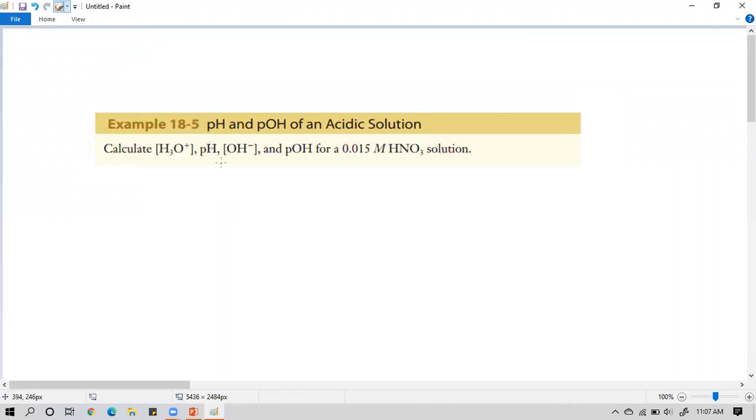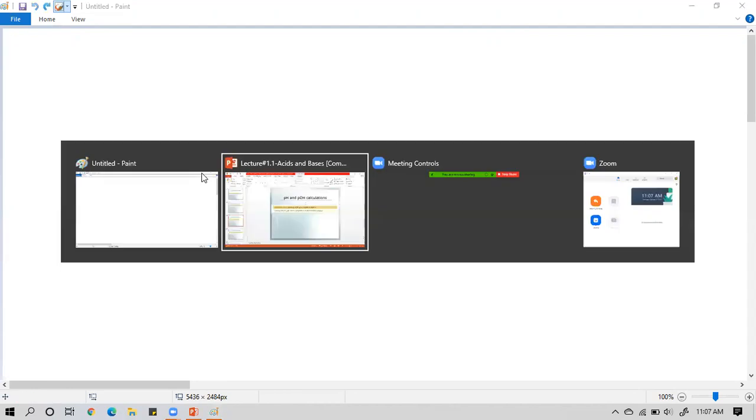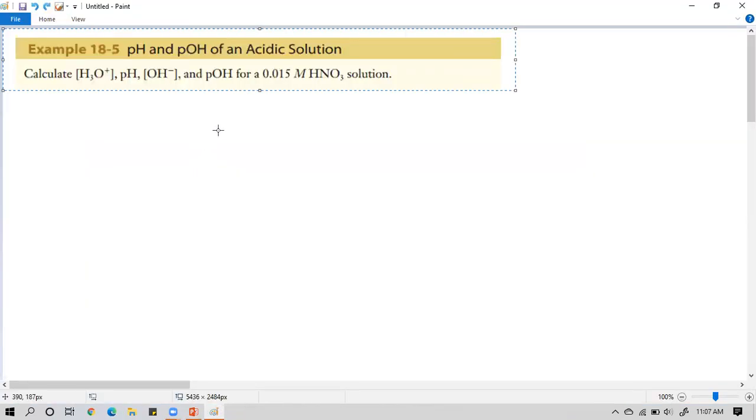18-5. Calculate the hydronium ion, the pH, hydroxide ion concentration, and the pOH of a 0.015 molar nitric acid solution. So, apat ang ika-calculate dyan. You will use a simultaneous formula here.